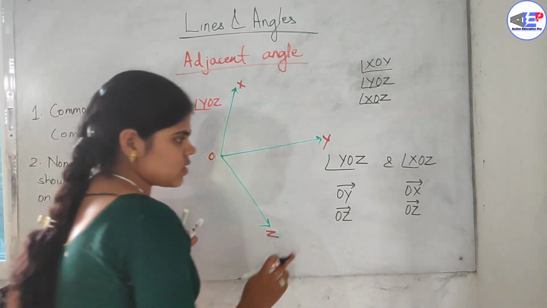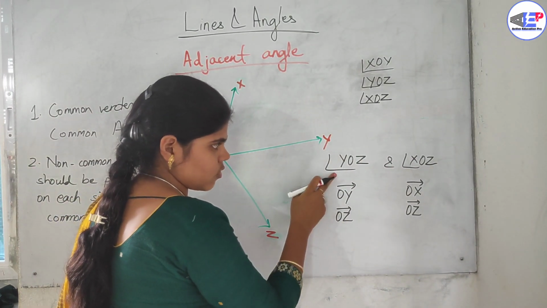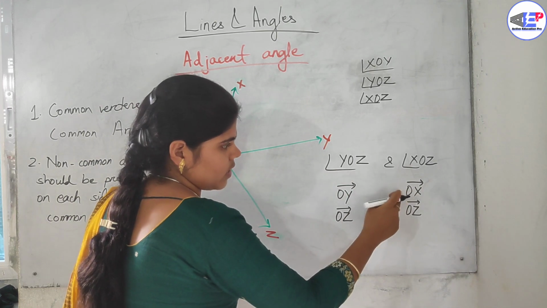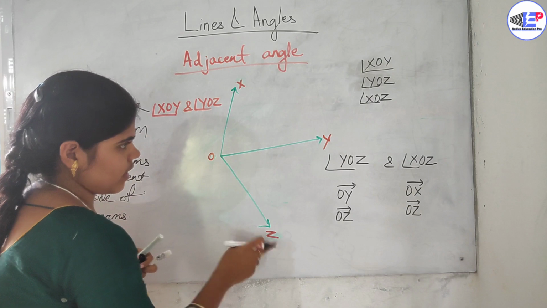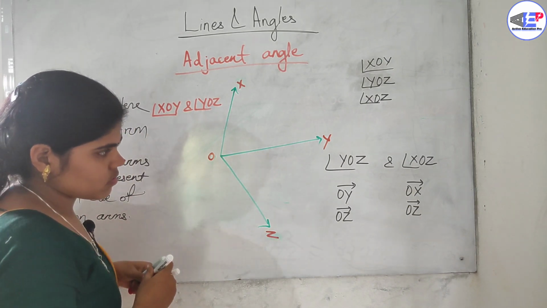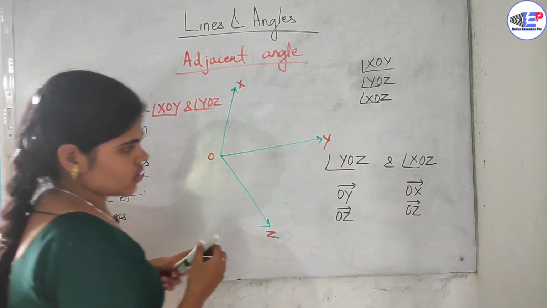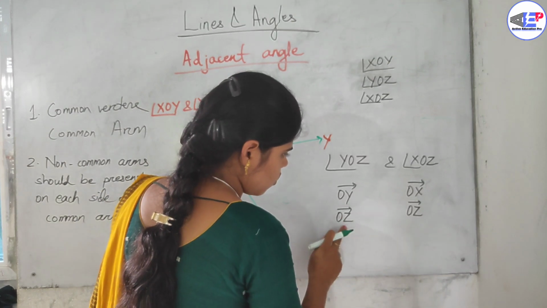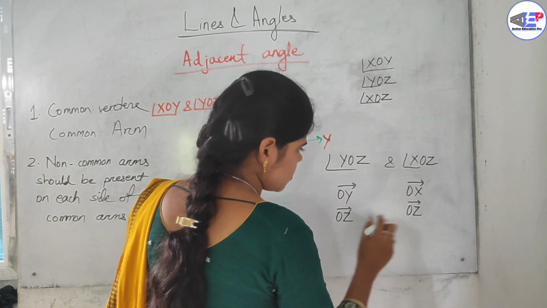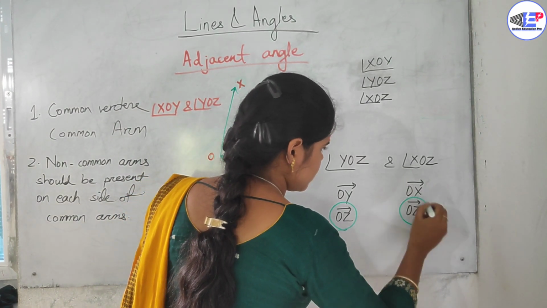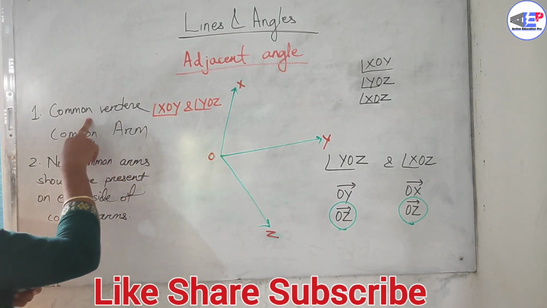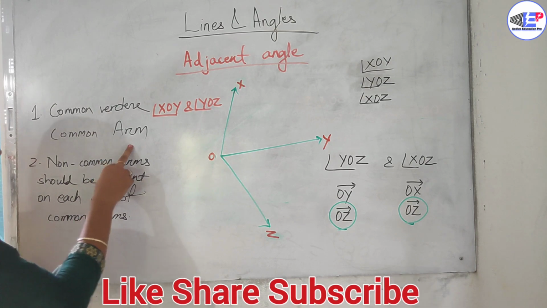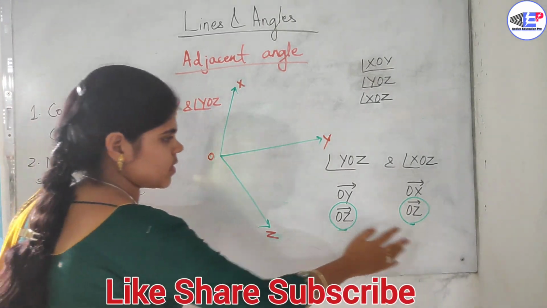Once again I repeat it, OY and OZ rays make the YOZ angle, and OX and OZ make the XOZ angle. Let us find out the common arms. Here OZ and OZ are the common arms. Look here. The first condition is a common vertex and a common arm. So O is the common vertex and the common arm is OZ.